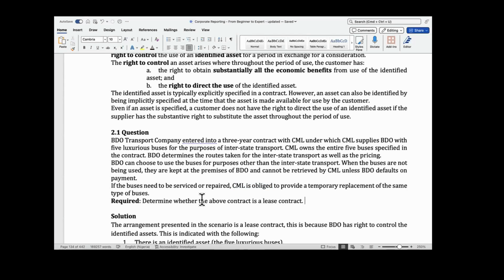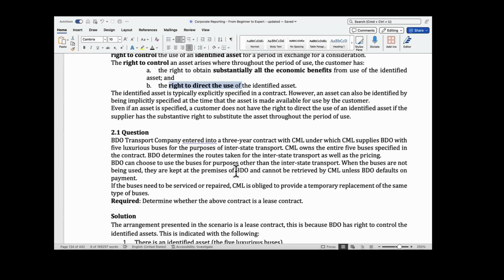Okay. The way you know that the contract is a lease contract, again, is by identifying right to control. And from here, what I'm seeing is that BDO is the lessee, CML is the lessor. And I can see that BDO is the one determining the route. And BDO can choose to even use it for any other purpose other than the route, which goes to show that BDO is the one directing the use of the assets. Remember, he's not even the owner, he's the lessee.